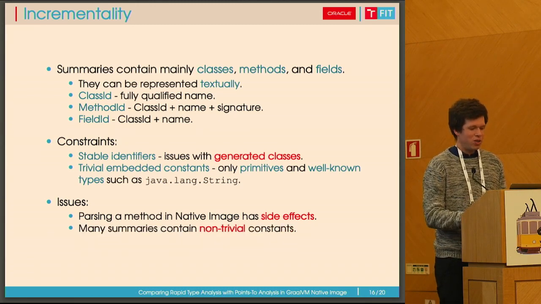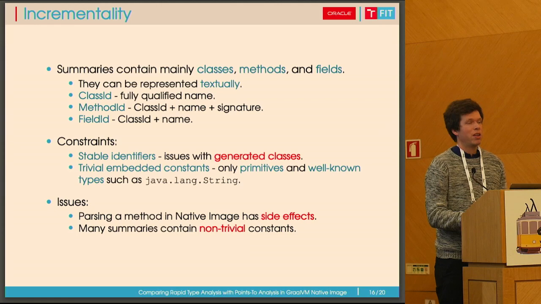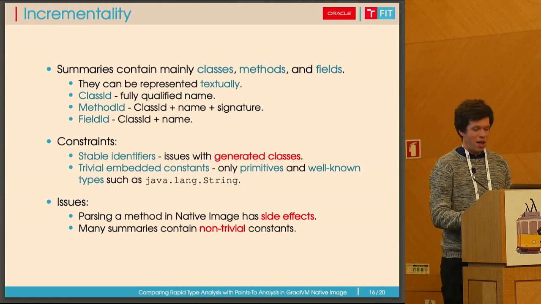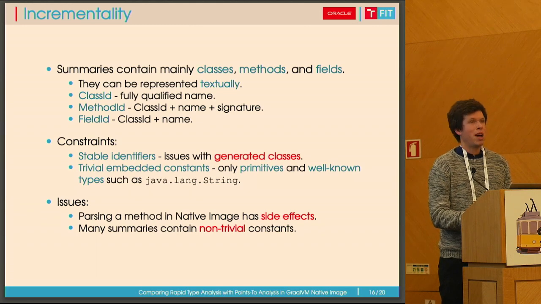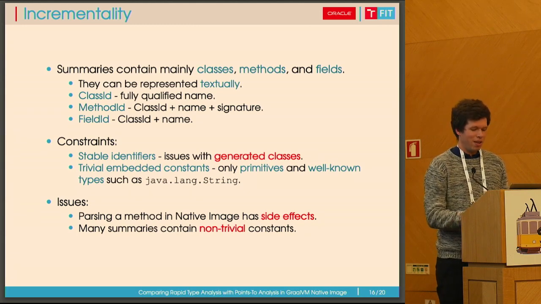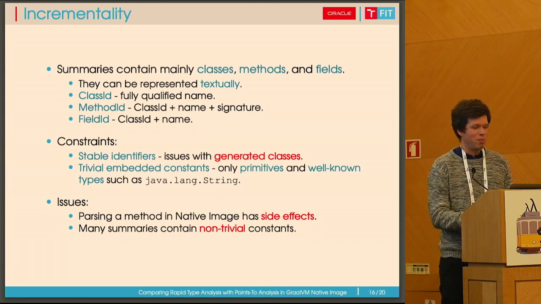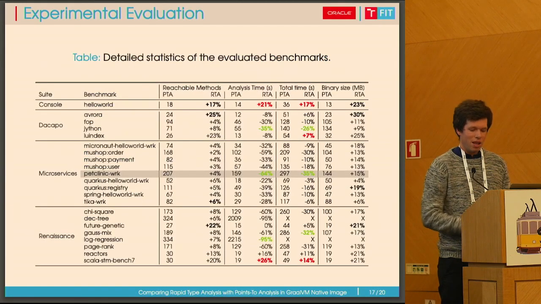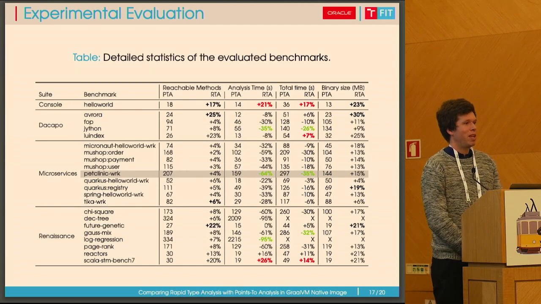And the second issue is that summaries quite often contain non-trivial constants, meaning other types, and this restriction might possibly be lifted in the future. I have some ideas about that, there was just not enough time to implement them. Let me now proceed to the experimental evaluation.